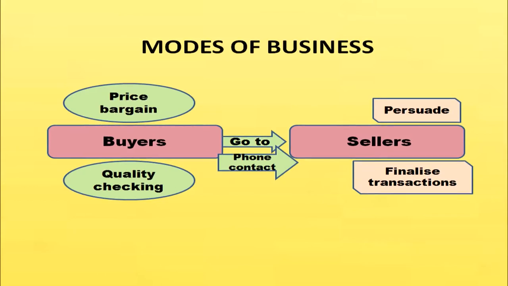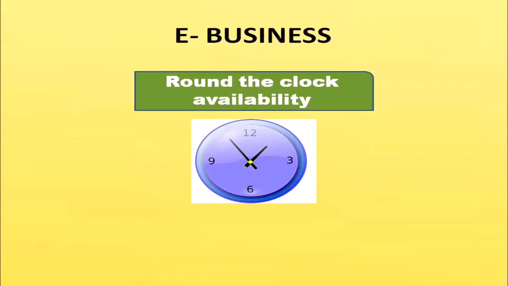Sometimes buyers will make phone contact with the sellers and thereby transaction will be finalized. What is e-business? In such a business, buyers will sit at home and will contact the sellers over phone. That is, without visiting the market, buyers are contacting sellers. As an advantage, the buyers can have accessibility of the product round the clock. Round the clock availability is possible with the help of e-business.